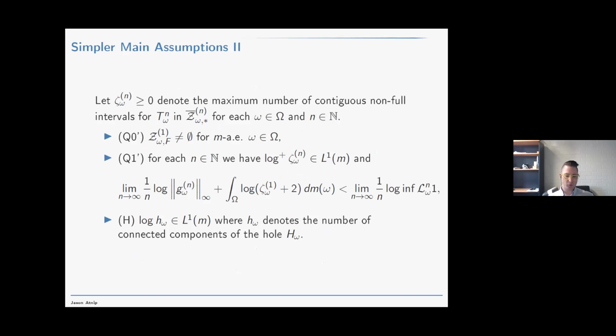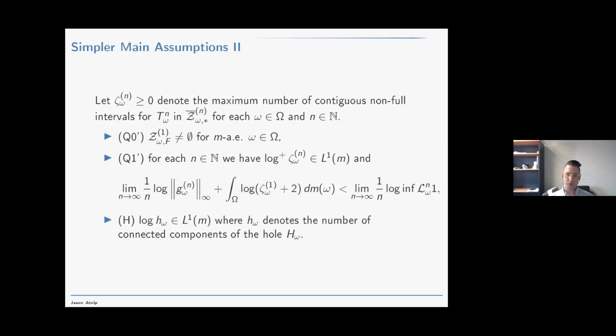To state them, let ζ_ω^n denote the maximum number of contiguous non-full intervals. Contiguous in the exact same sense that we had from before, but now I'm looking not at bad intervals, but at non-full intervals. The extra assumption we need is just that we start off with at least some positive number of full branches, so ζ_ω^1 of F needs to be non-empty.